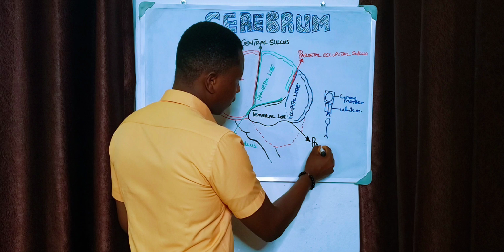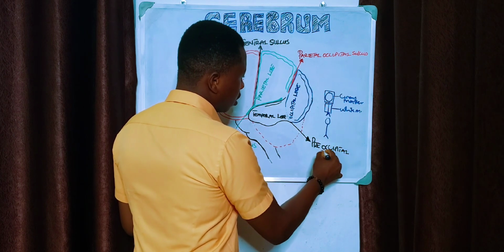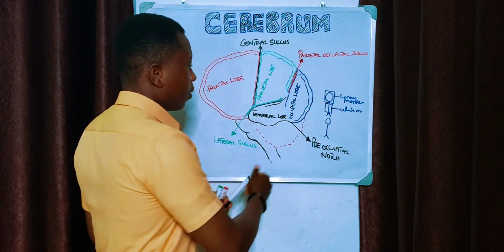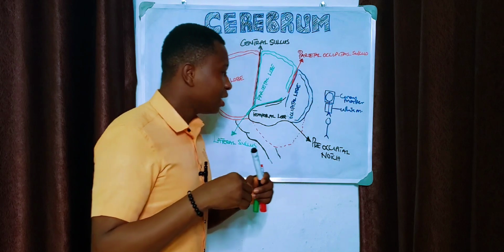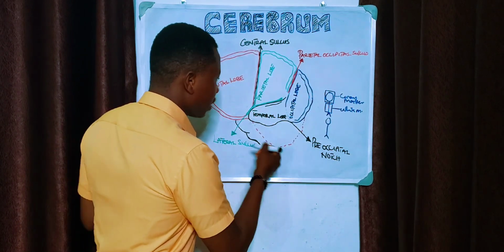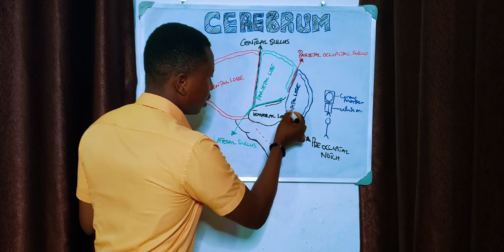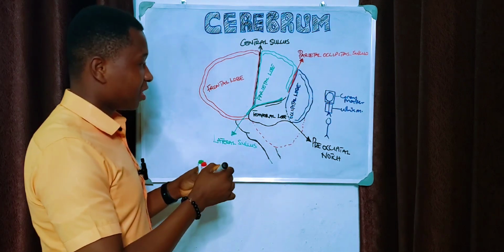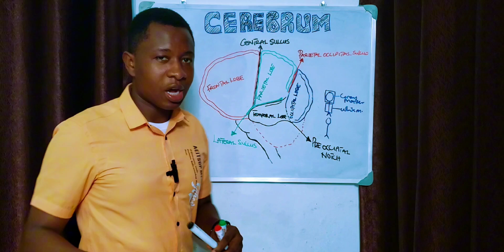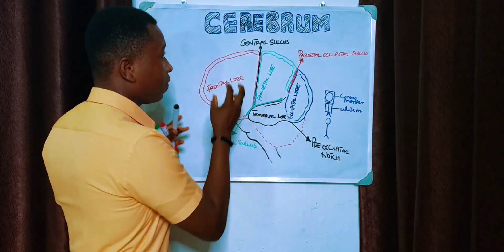The pre-occipital notch actually separates the temporal lobe from the occipital lobe. So if you want to draw that imaginary line, you put it this way. That imaginary line separates the temporal lobe from the occipital lobe. So these are the parts of the cerebrum.